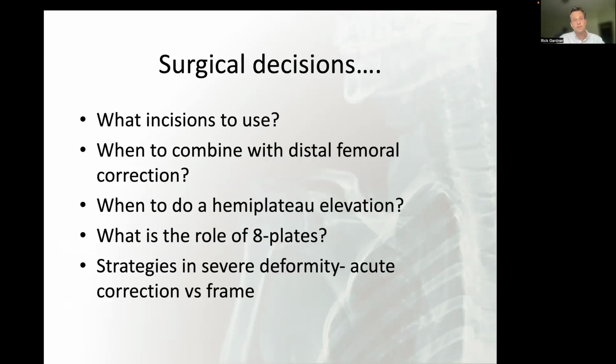And then what are the other decisions? Well, if you are going to do an osteotomy, what incision are you going to use? Sometimes you have significant distal femoral deformity, and when is it bad enough to merit a combined distal femoral correction as well? At what age should we consider doing a hemi-plateau elevation when you've got severe sloping in the medial proximal tibial physis? And what is the role of 8-plates? And then again, what are the strategies in the severe case as well?